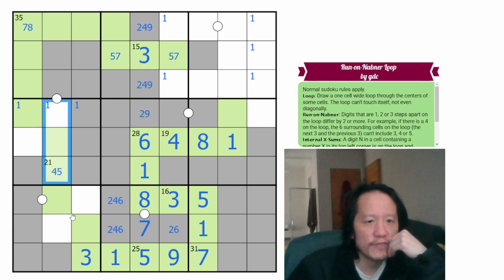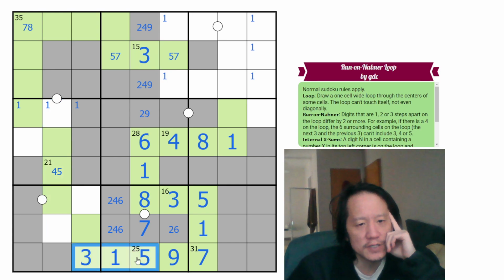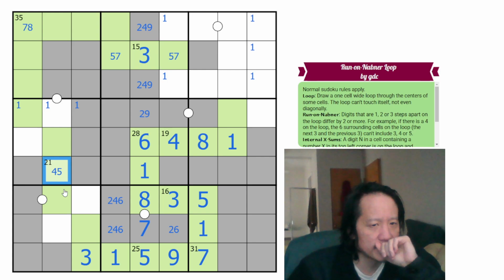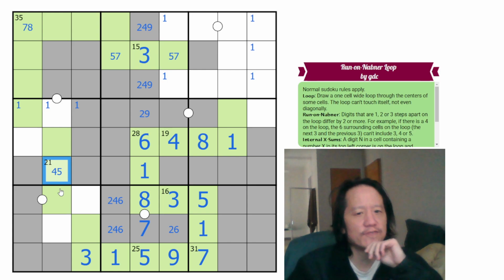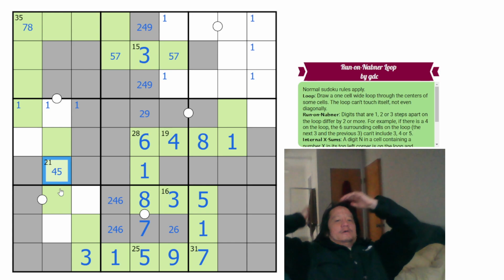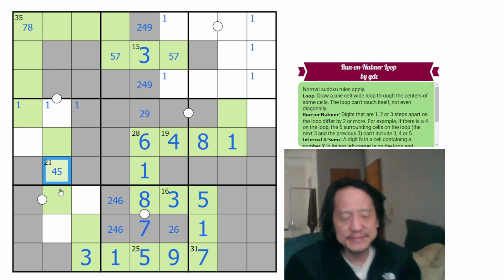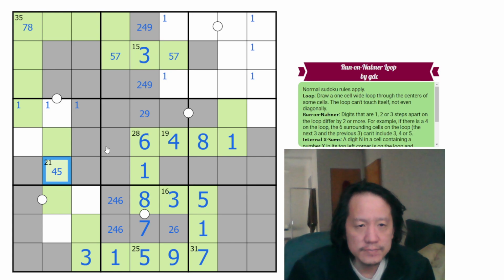So can this ever be 5 then? No, because it has to be 5 unique digits. And you can't have 5 unique digits form a Nabner. Well, maybe. Hold up. If this is 5, none of them can be 4 or 6. Oh. If you have a 5.